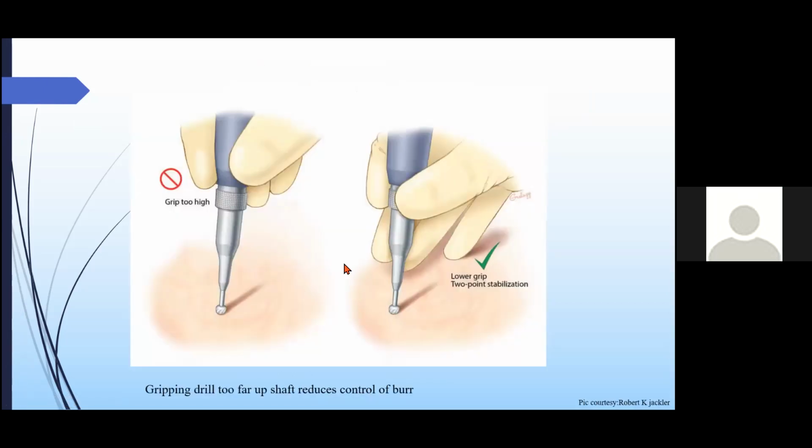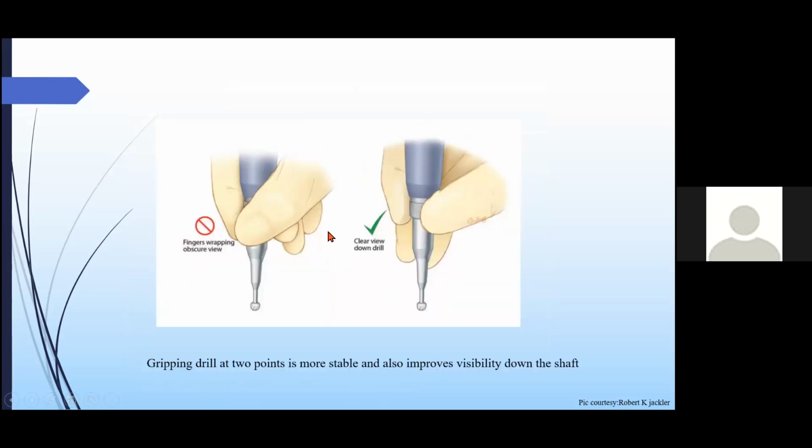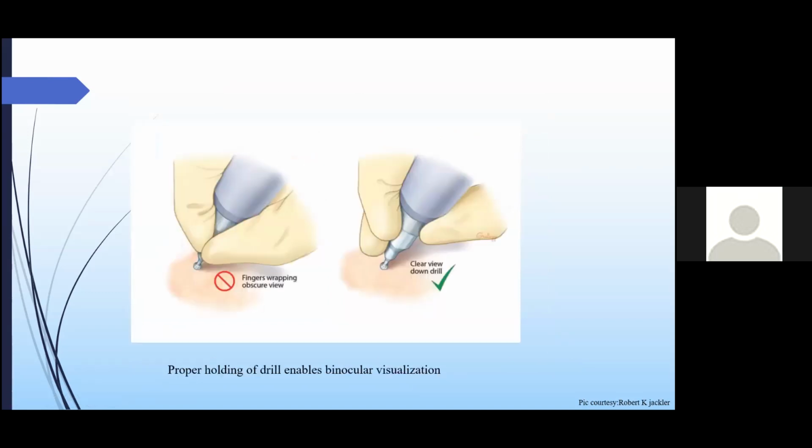So when you are holding this drill, you have to be careful that you should not grip it too high. Otherwise, the stability is not good and it tends to fumble around over that area. So one must hold it in a lower grip, with the index and the thumb, and sometimes even the middle finger can give a grip to the shaft of this burr. Also one should not hold it too firmly, because sometimes people obscure the vision. So there should be a proper hold with a clear view. You can see in this picture, if it is held in such a way, it provides binocular vision.